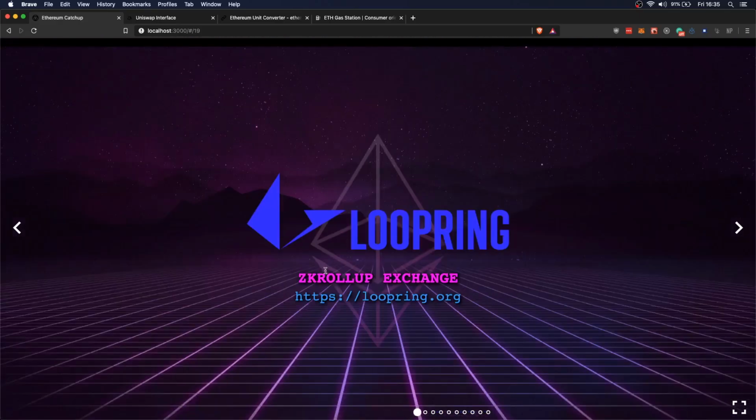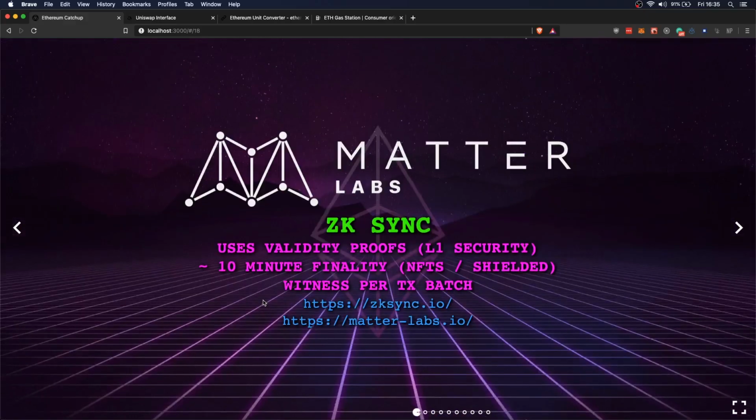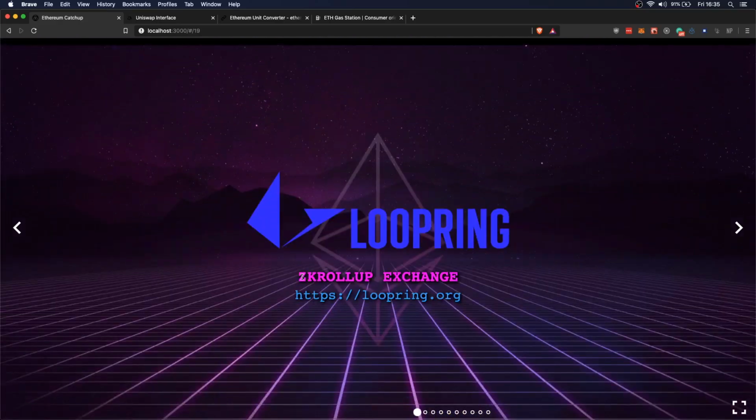Loopring is an example of an exchange that's live on mainnet at the moment. It's not actually using ZK Sync, but ZK Sync is an implementation of ZK Rollup, and ZK Rollup is being used on Loopring. So you can do thousands of very low price transactions on Loopring as an exchange. You just have to deposit your money into a smart contract first, and then you can withdraw it from there back into your normal wallet when you're done.